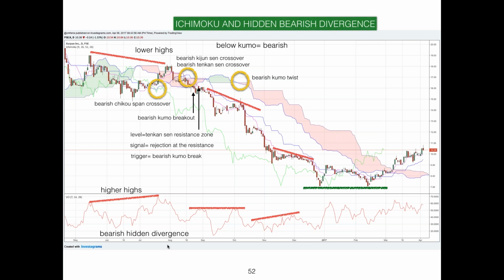Now, at the end of the trend, or at the bottom of that trend, after those bearish hidden divergences, you find that price stopped dropping. Price made double bottoms or the same lows, while the oscillator made higher lows. So what do you call this? This is a regular bullish divergence. This signals a change in sentiment from bearish to bullish.